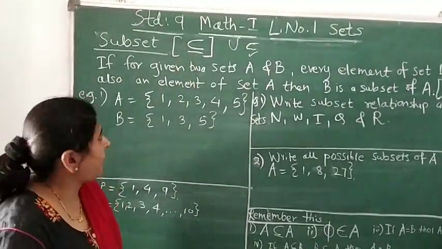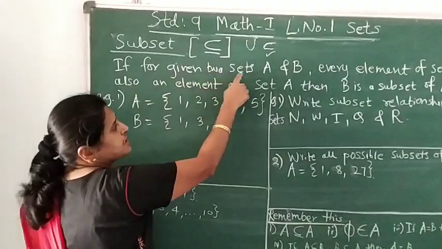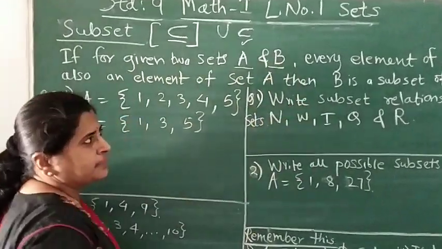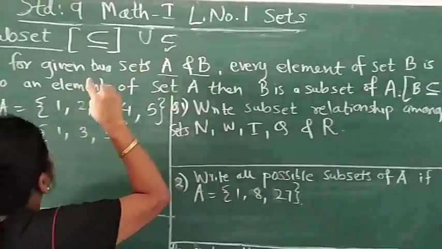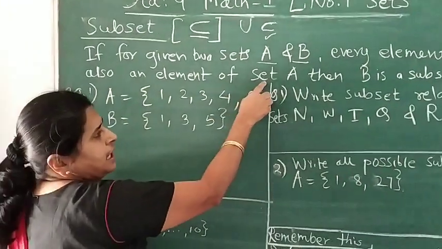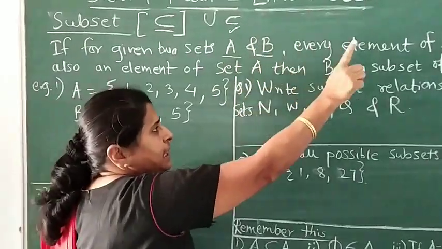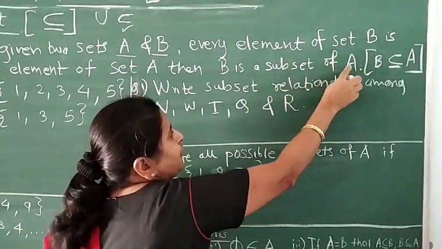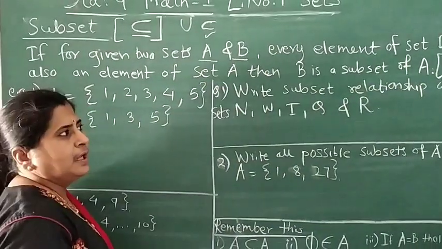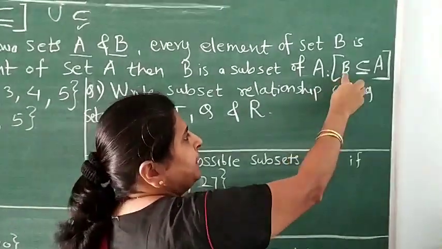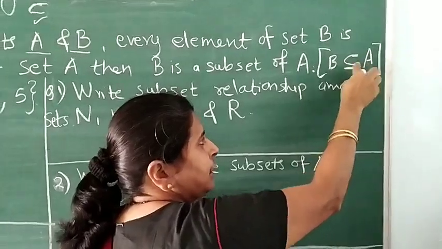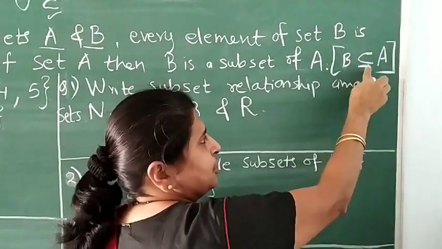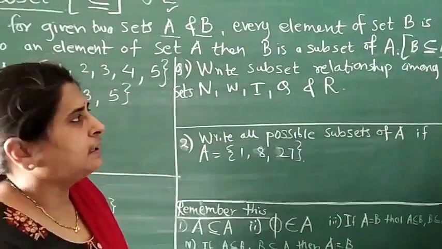Now what is a subset? If for given two sets A and B, it's happening that every element of set B is also an element of set A, then B is called a subset of set A. And it is written in symbol like this, because all elements of B are elements of A. So B is a subset of A.